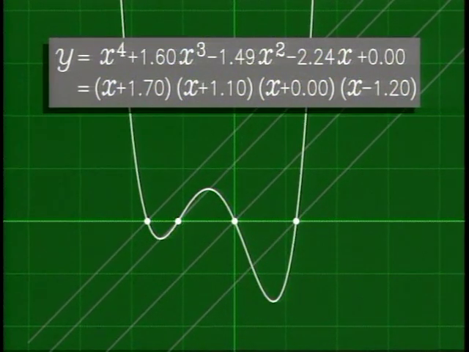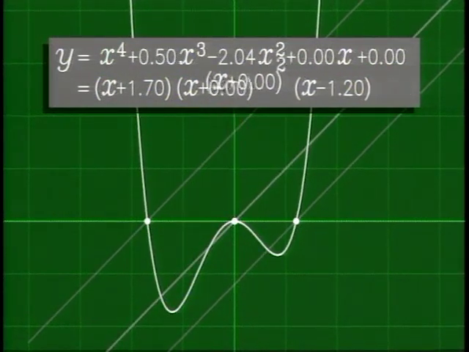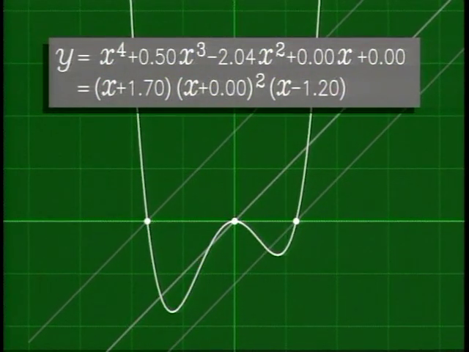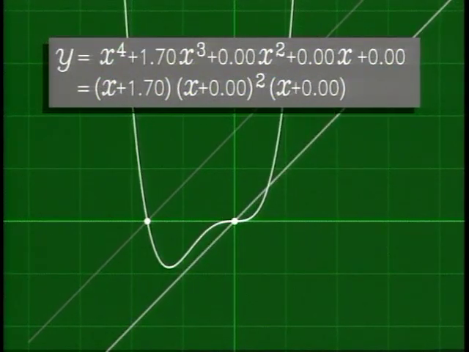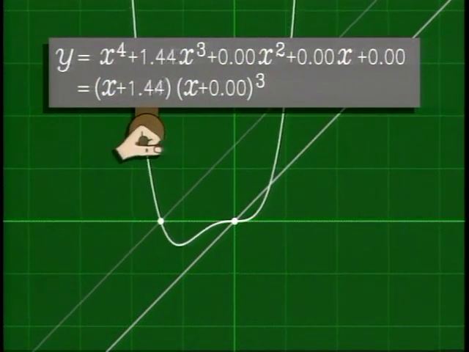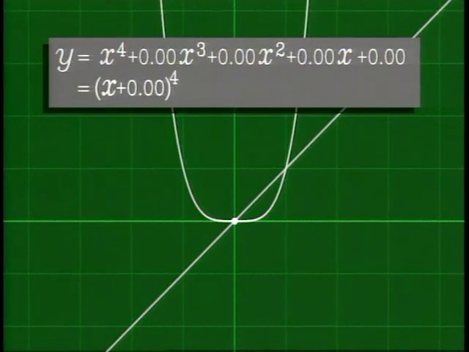And here's what happens as two consecutive zeros are made to coincide. When 3 consecutive zeros coincide, a peak and a valley combine to form a point of inflection. Finally, if all 4 zeros coincide, we get a new valley whose floor is much flatter.